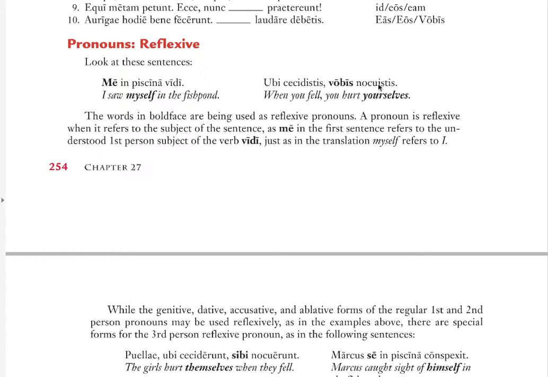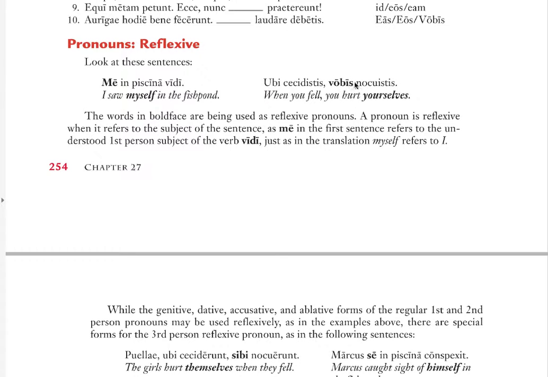This example is a little more interesting and challenging. Ubi cecidistis, excuse me, ubi cecidistis vobis nocuistis. So when you fell, you all, right? Cecidistis, that's perfect tense, plural. You all, plural, ending there. And then nocuistis, same thing. So when you fell, you hurt yourselves.